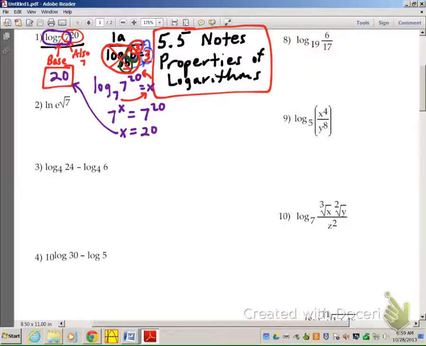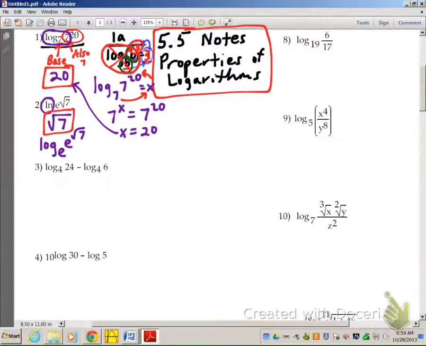Alright, so let's look at number 2. ln of e to the radical 7. Maybe you just said, oh, that's just radical 7. Well, you're right. That is just radical 7. Why is that? Because ln is the log base e. Log base e of e to the anything is the anything. So there you go.